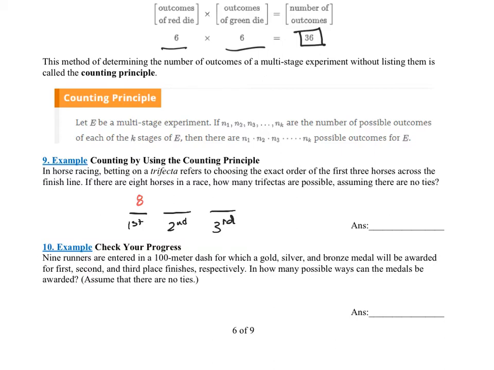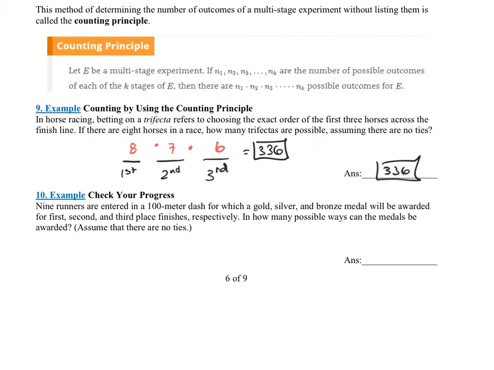Now that first place has come in, how many horses are left? Well, now there are 7 distinct horses left that could earn second place. After the first 2 horses have come in, there are 6 distinct horses that could come in third place. And then the fundamental counting principle says what we do is we multiply these numbers together. You will be using a calculator nonstop, so get comfortable with it. It seems to me that 8 times 7 times 6 is 336 total possible outcomes. So that's where I'm getting my number 336 from.